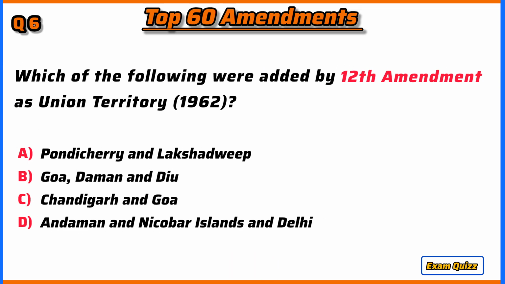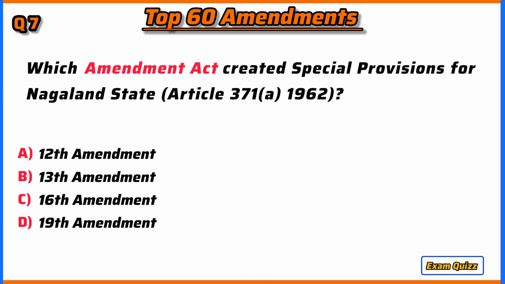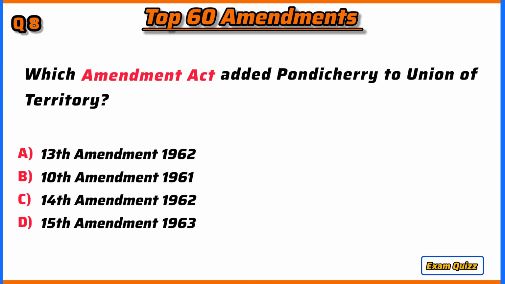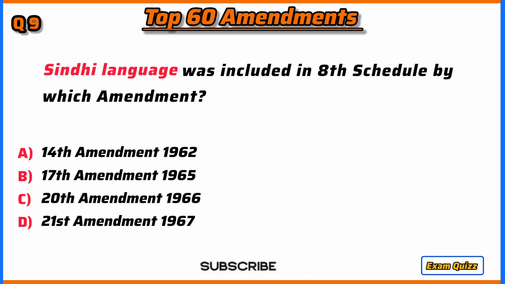Which of the following were added by the 12th Amendment as Union territory? Which Amendment Act created special provisions for Nagaland state? Which Amendment Act added Pondicherry to Union Territory? Sindhi language was included in the 8th Schedule by which amendment?